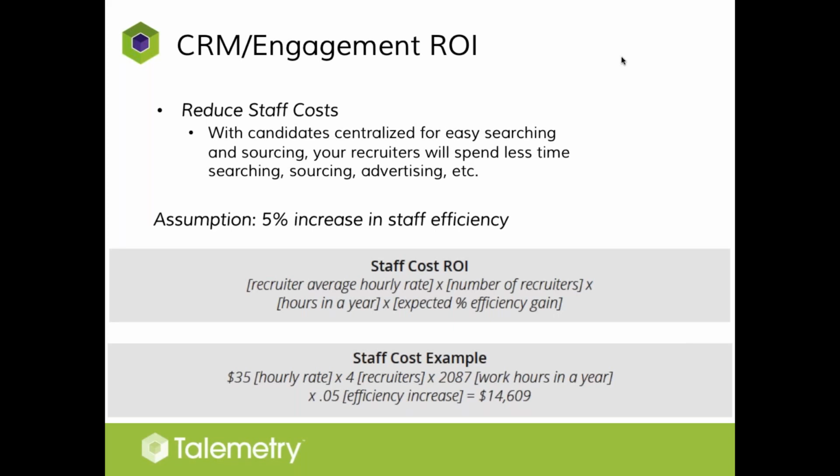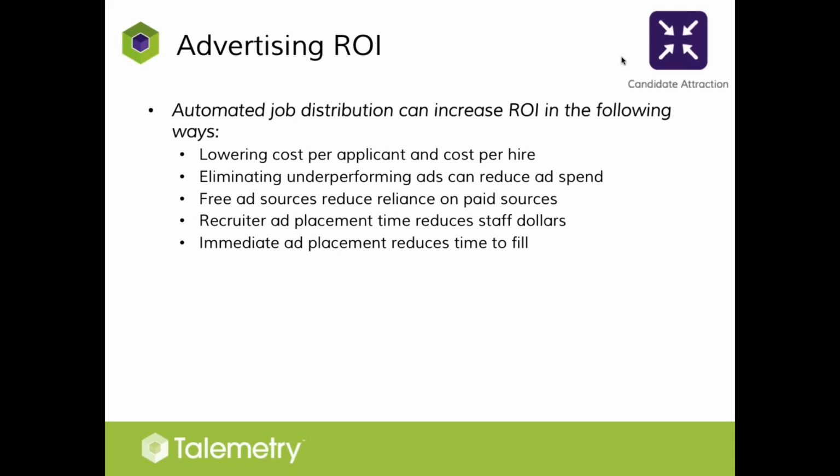That gives you your total cost of recruiters that are recruiting day in and day out. Multiply that by 2,087, that's the work hours in a year, and then multiply that by 5%. That's the efficiency increase. So in this particular example, reduced staff time would add $14,609 in additional value. So I rushed through that because we don't have a lot of time.